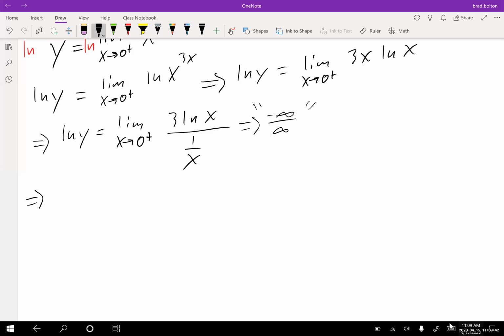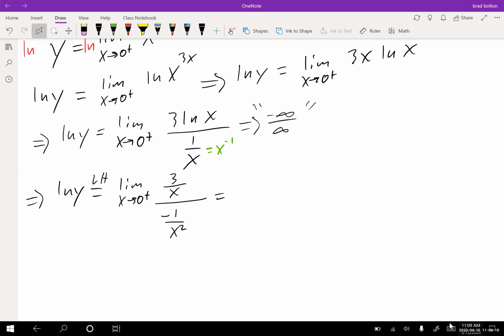So now we can do this. We can say ln of y, the natural log of y, is equal, and I'm going to do L'Hopital's to the limit as x approaches 0 from the right of 3 over x. The derivative of ln of x is 1 over x, and 3 times 1 over x is 3 over x, divided by the derivative of this, which would be negative 1 over x squared. Because this is really just x to the negative 1, so if I took the derivative of that, I would get negative x to the negative 2, which is negative 1 over x squared.